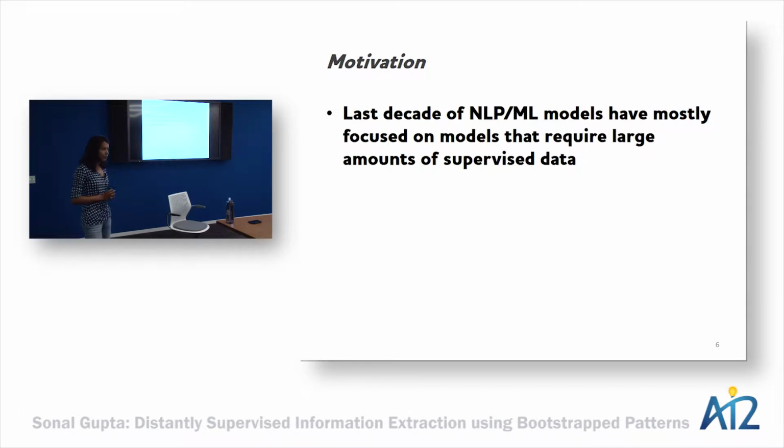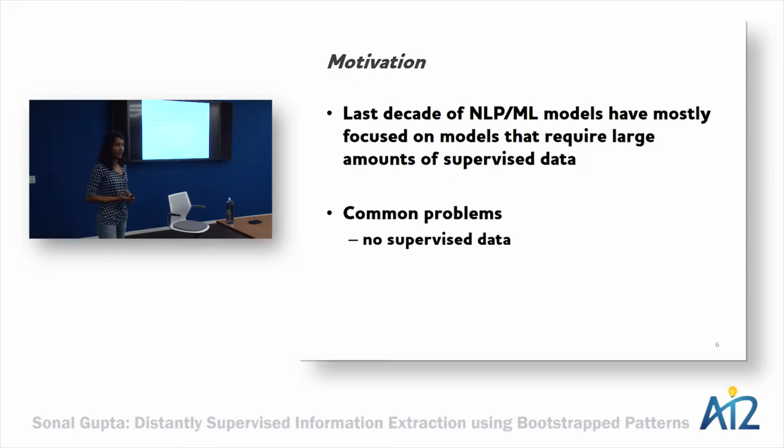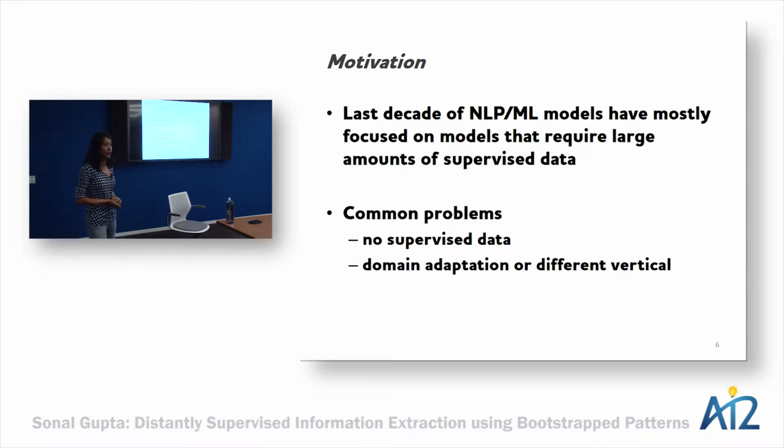And most of the work that has been done in the last decade of machine learning and NLP is on supervised models. So you have large amounts of labeled data, and you want to create this really nice kernel function on something, or you want to improve this conditional random field model or sequence models. But the common problem with that kind of work is that in most of the common things that people work on in industry or want to extract information from, there is no supervised data. It's harder to do domain adaptation or improve the extractor for a different vertical.